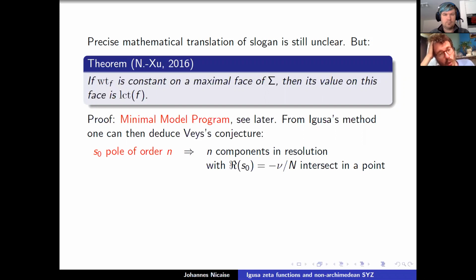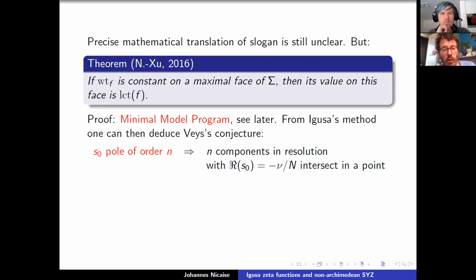So suppose that we have a pole s0 of order n. And so we're trying to prove that the real part of this pole is minus the log canonical threshold. So if you again look at Igusa's proof of rationality, well, I already mentioned that this implies that the real part of a pole must be of the form minus nu over n for some pair of numerical data that appears in the resolution. But in fact, the proof shows something stronger. If you want a pole of order n, then you need at least n components in the resolution for which minus nu over n is equal to the real part of s0. And these components must intersect in a point.